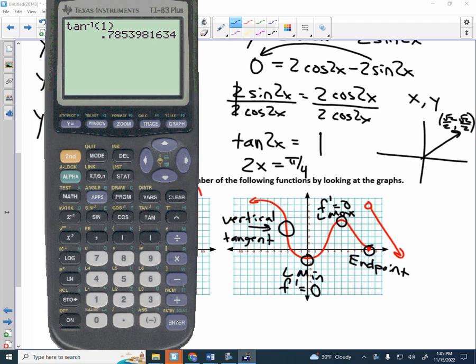And then to solve, I divide both sides by 2. And I get x is equal to pi over 8, because pi over 4 divided by 2.